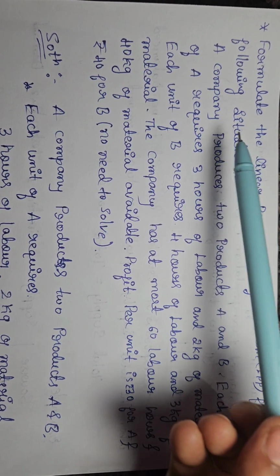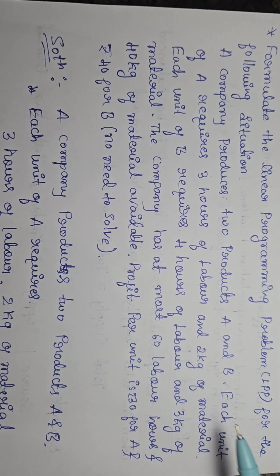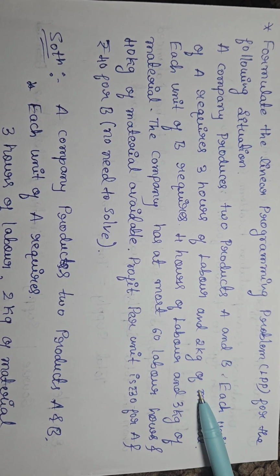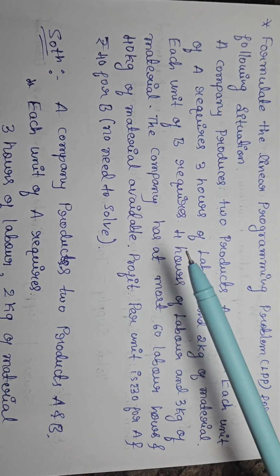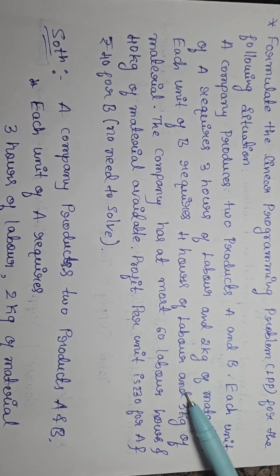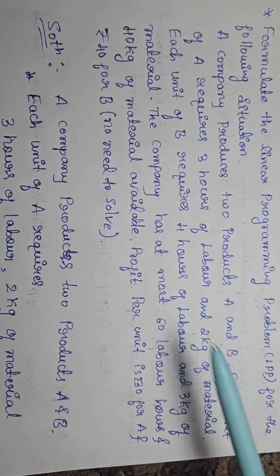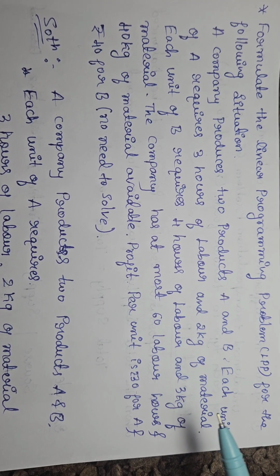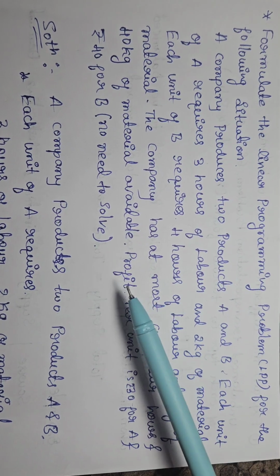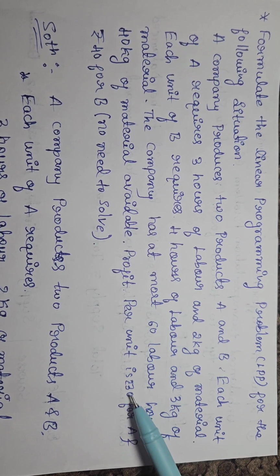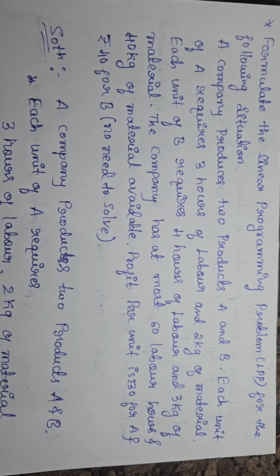They given one situation. A company produces two products, one is A and another one is B. Each unit of A requires 3 hours of labor and 2 kg of material. This is for product A. Then for product B, it requires 4 hours of labor and 3 kg of material. The company has at most 60 labor hours and 40 kg material available. So profit of product A is 30, profit of product B is 40.